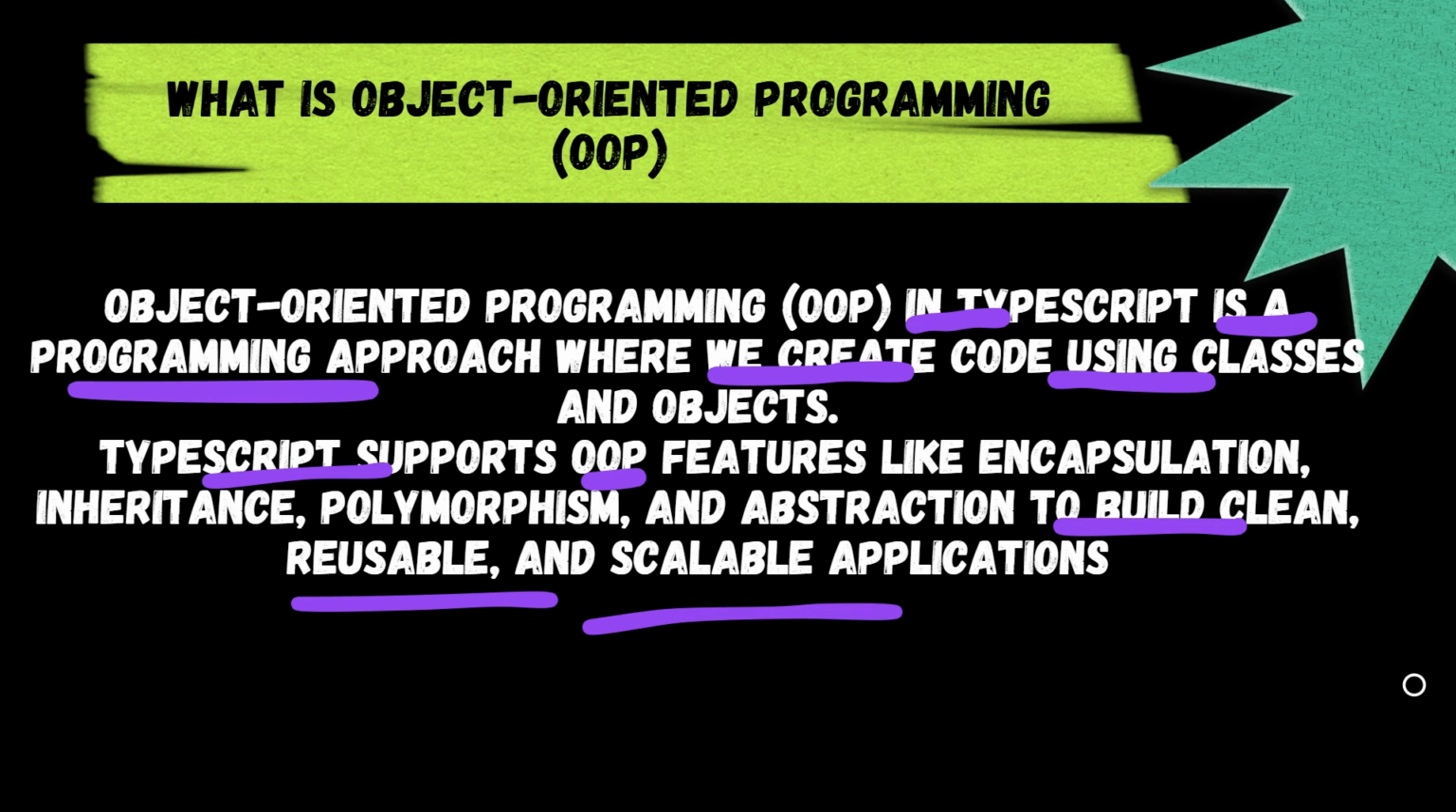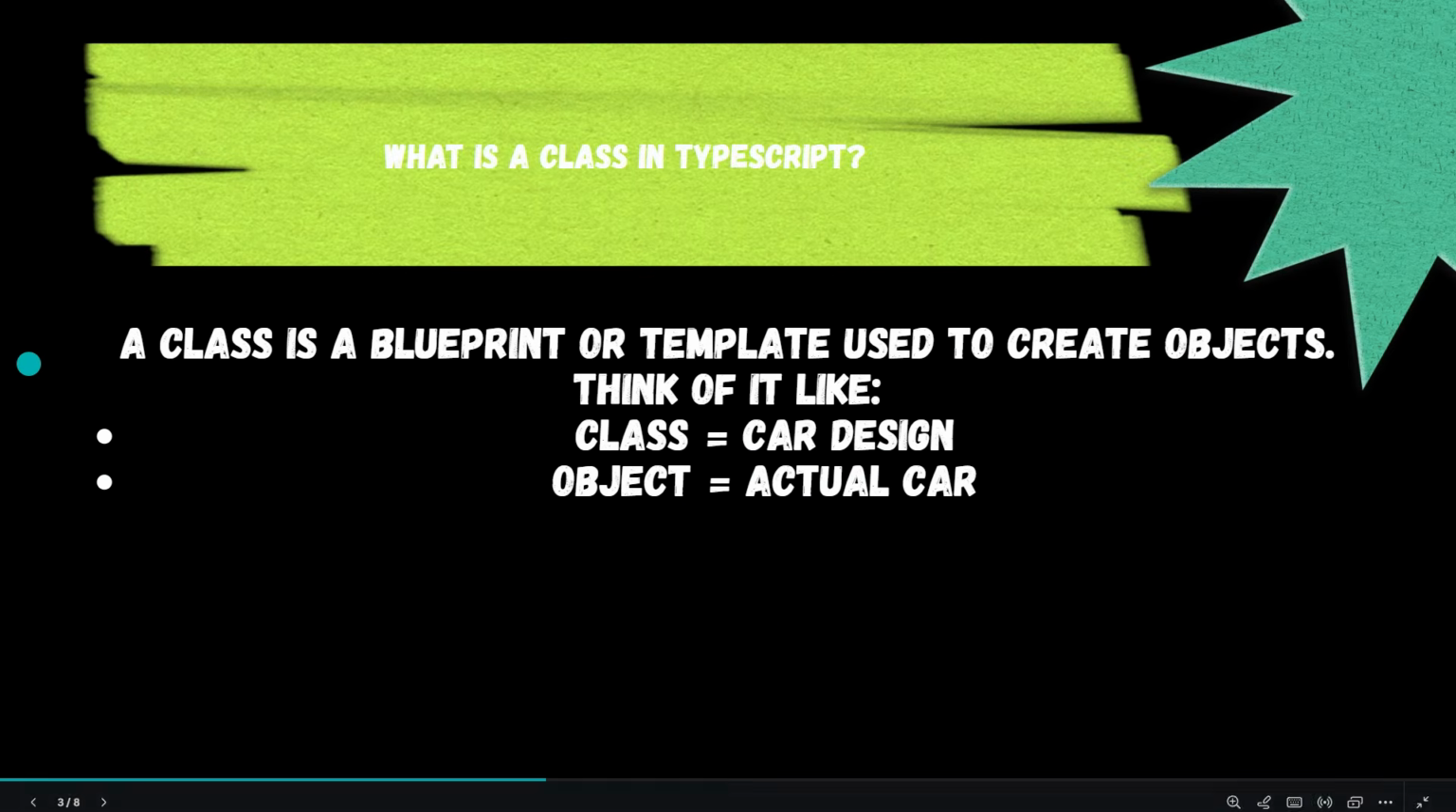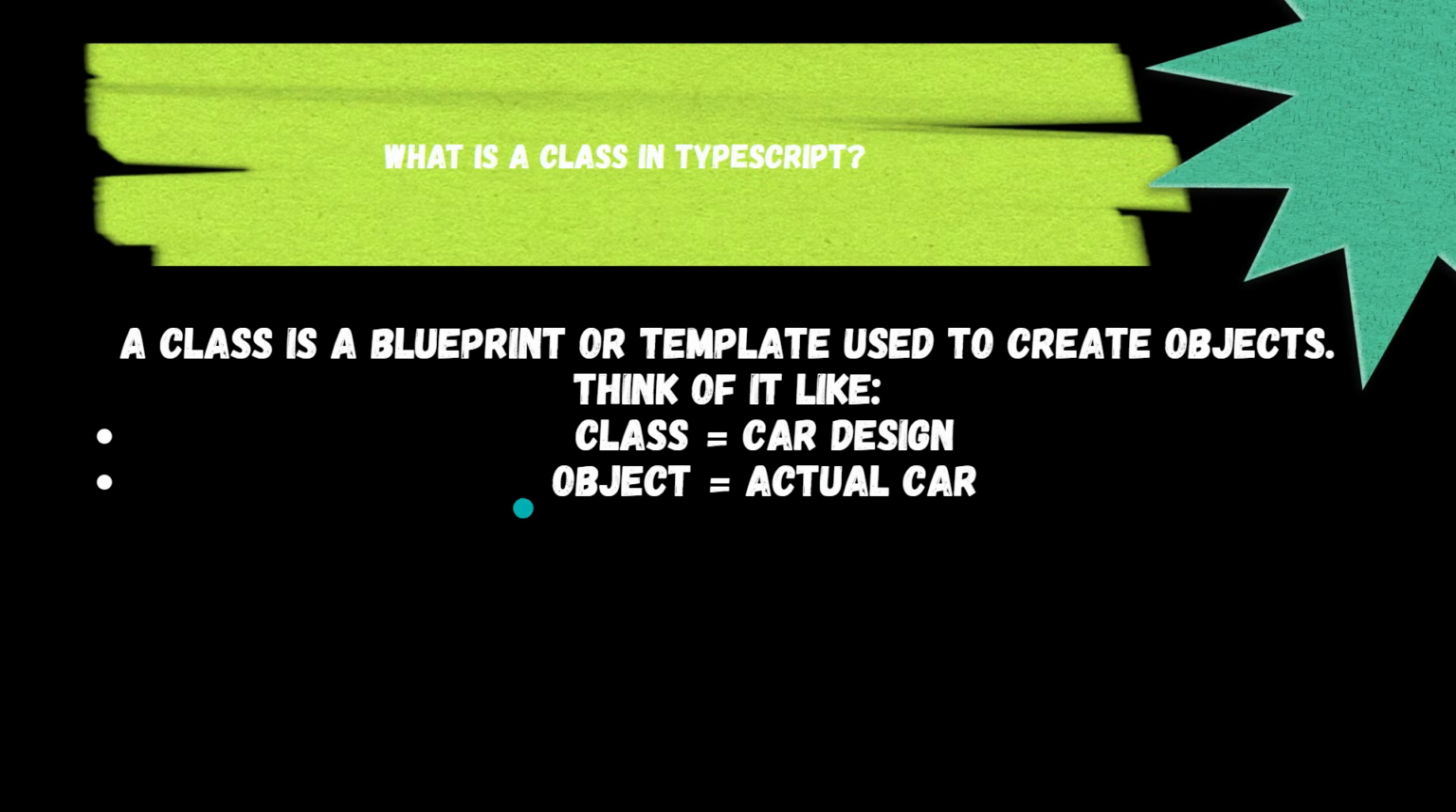So then, you already know about OOPS from C++ and also JavaScript. Here a class is a blueprint or template used to create the object. Think of it like a car. Class car is the design, and the objects are the actual cars.